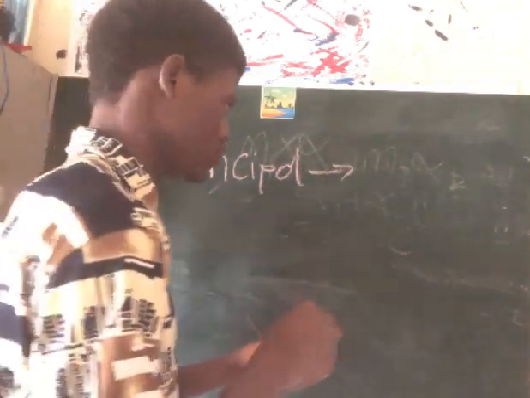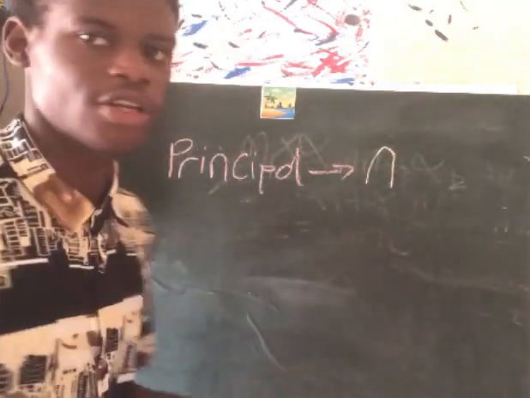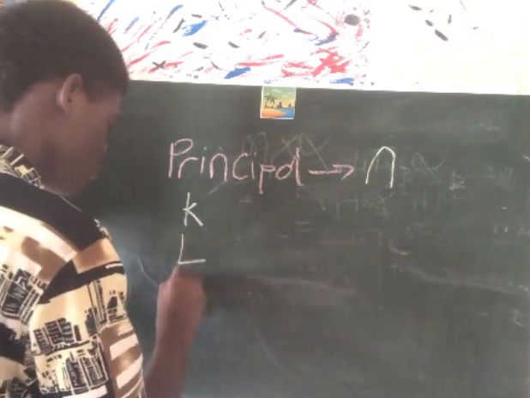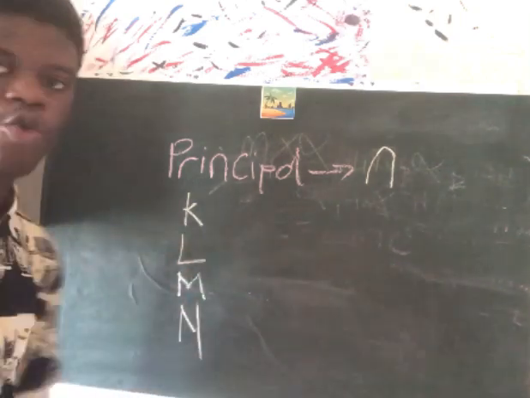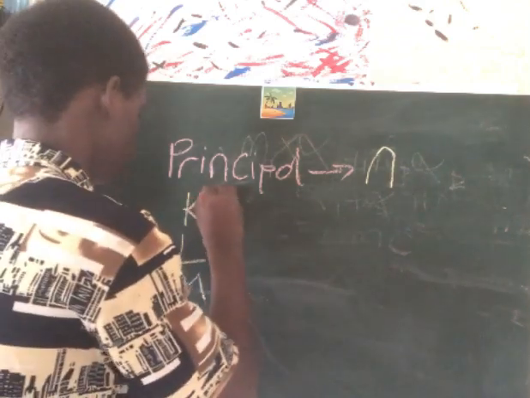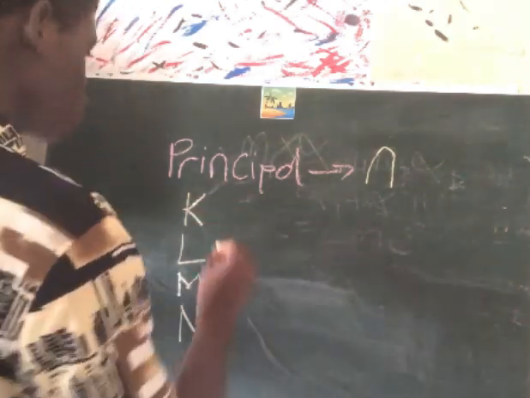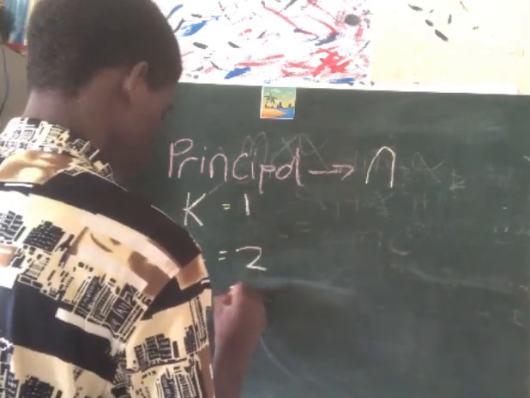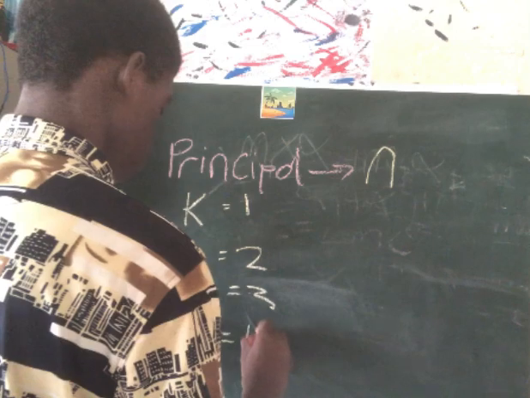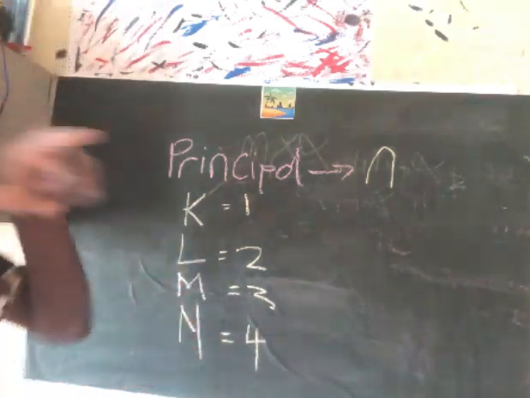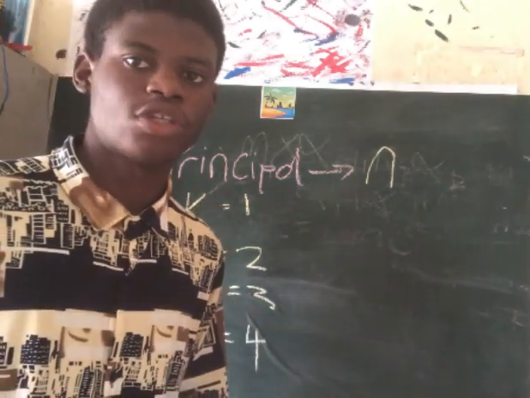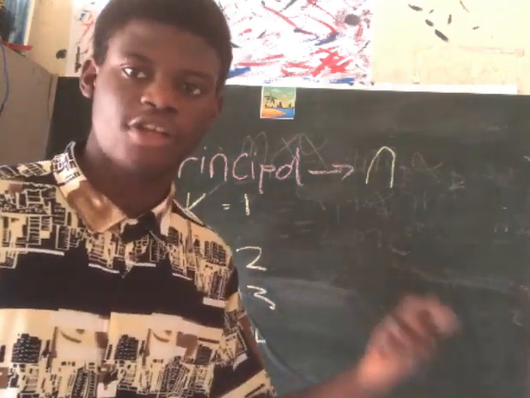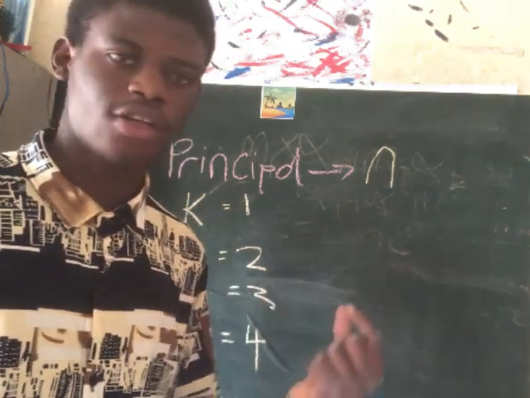And it describes the shell. The principal quantum number describes the shell. So we have the K shell, KLMN. We also have O and P, but we just stick to KLMN. This is the first shell, second shell, third shell, and the fourth shell. In this principal quantum number, there is a maximum number of electrons that can be present in each shell. The principal quantum number describes the shell. Understand? Shell, not orbital, shell.